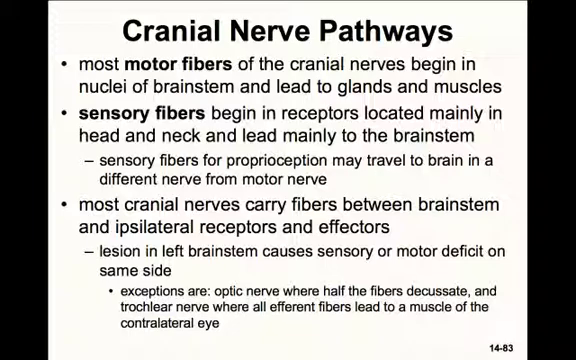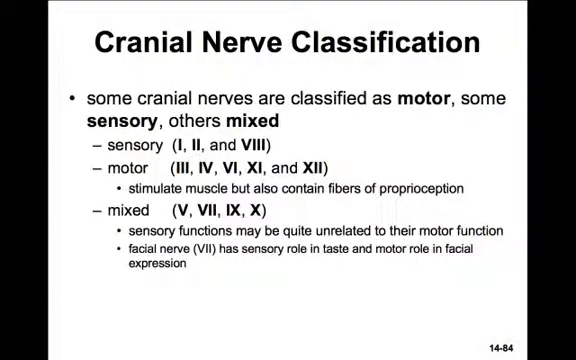Most cranial nerves carry fibers between the brainstem and the ipsilateral receptors and effectors. A lesion in the left brainstem causes sensory or motor deficit on the same side. The exceptions are the optic nerve, where half of the fibers decussate and half of them stay on the ipsilateral side, and the trochlear nerve, where all the efferent fibers lead to a muscle of the contralateral eye.